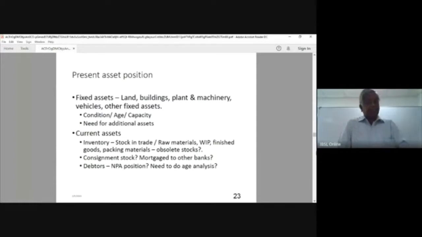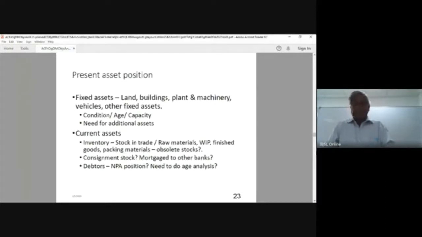Land, buildings, plant and machinery, vehicles, other fixed assets. Check their condition and the age of those fixed assets. If it is plant and machinery, check the capacity of the fixed asset. Also check the need for additional assets. Maybe in the application or project report they would have mentioned they need additional assets. So check whether they need additional assets.